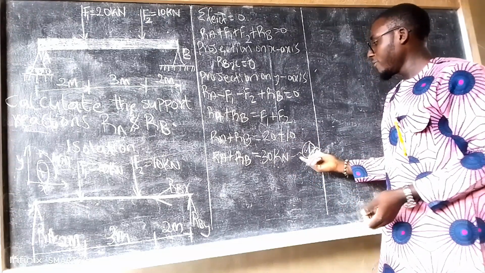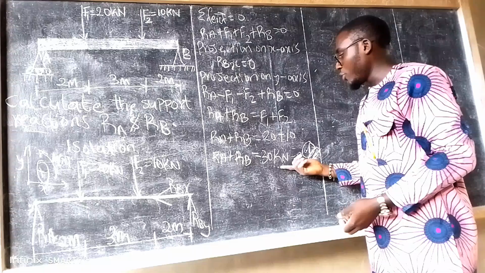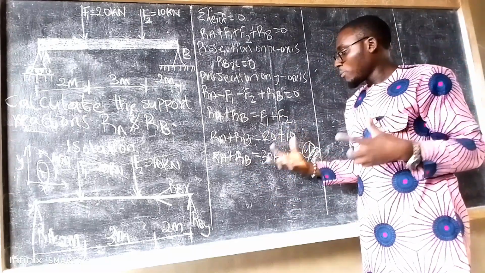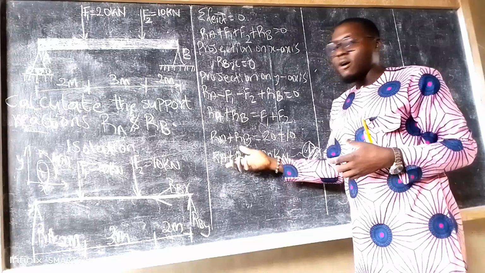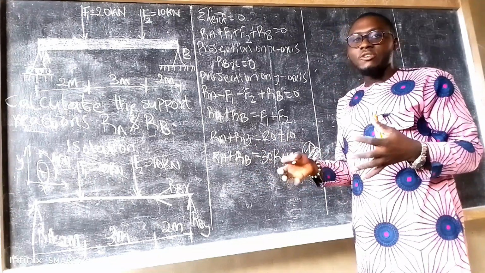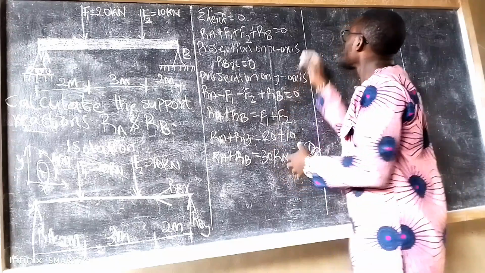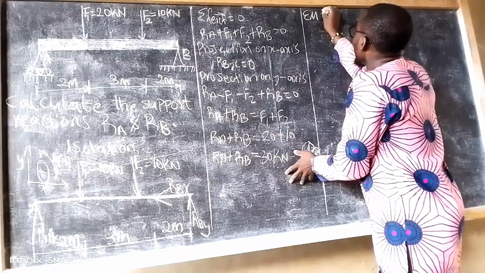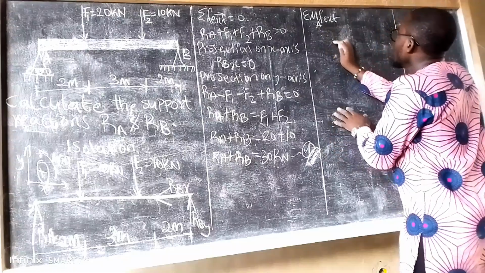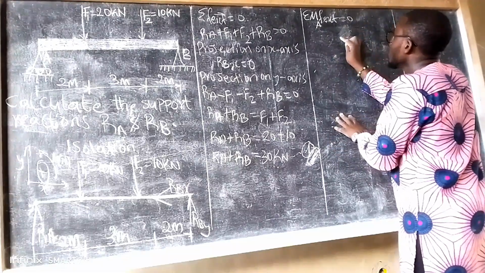This is our first equation, because we have one equation and 2 unknowns. It is not possible for us to solve and obtain the value of any of them. So what we need to do is move and use the second principle of statics. Sum of moments of external forces about a certain point, I choose point A, is equal to 0.